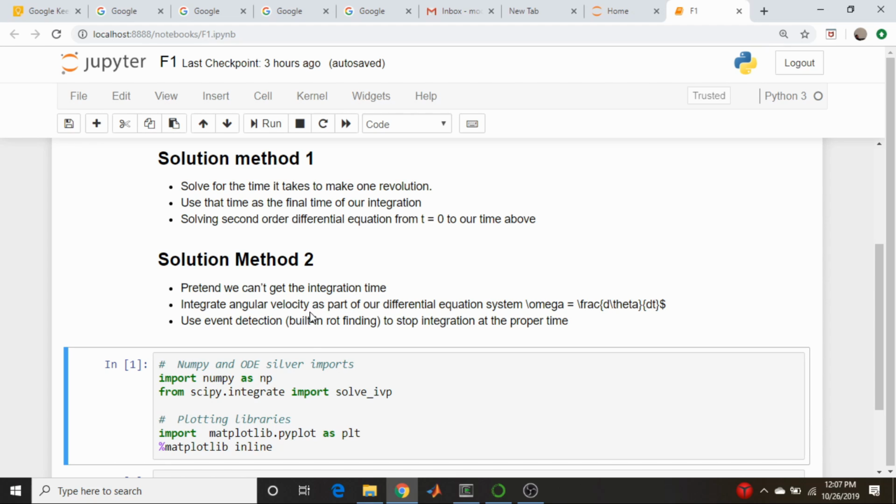And in reality, the second method is probably the one you're going to more commonly use for real world problems where things are not always so easily calculated.